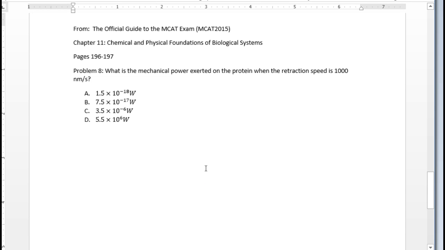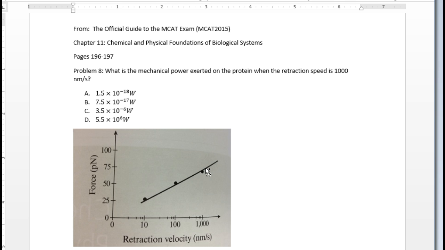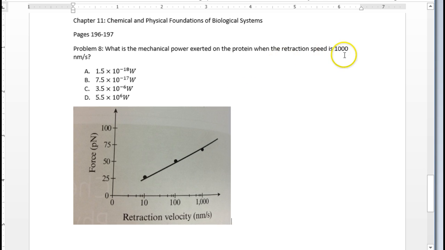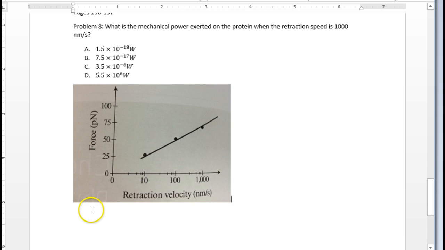Welcome to Chapter 11, Problem 8. For Problem 8, we're going to need Figure 3 out of the chapter. And the question is, what is the mechanical power exerted on a protein when the traction speed is 1,000 nanometers per second? Well, if you look at Figure 3, once you get up to 1,000 nanometers per second, which is right here, this data point, that looks like it's probably the 75 piconewtons, right?